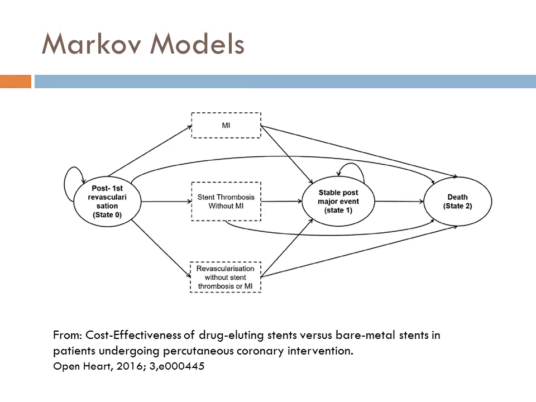So this is an example with a fairly simple Markov model. You can see that these are the states that I mentioned previously that people can occupy, and they'd have a cost and outcome associated with them. The arrows indicate how people can move through the model. So as you can see here, people can stay in state 0, and the other arrows indicate how people can move between states. So in this section, the authors have included how people would move from one state to the other. So they've classified these 3 as major events, and then people would move into the stable post-major event after experiencing these.